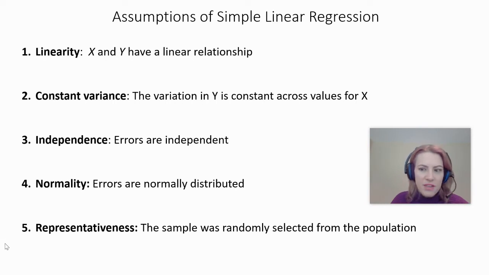So these are 5 assumptions you will need to know. And beyond just stating that you're assuming these things, for 1 through 4, you'll need to be able to justify your assumption based on some JMP output.